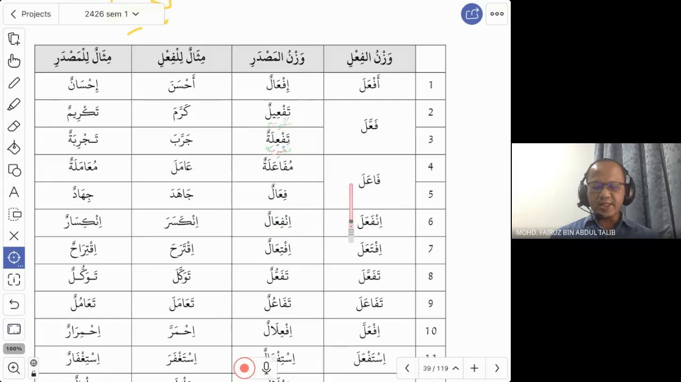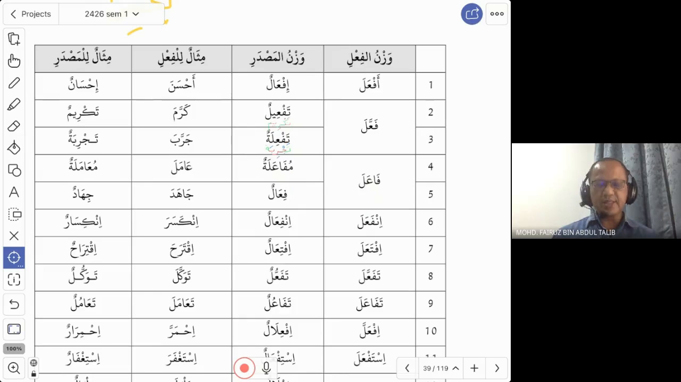The first wazan is mufa'ala. Mufa'ala. So we say fa'ala yufa'ilu mufa'ala. Mufa'ala, where you add, what do you add here? You add mim, you add alif, and you add ta. Okay, so that is the first masdar for fa'ala.